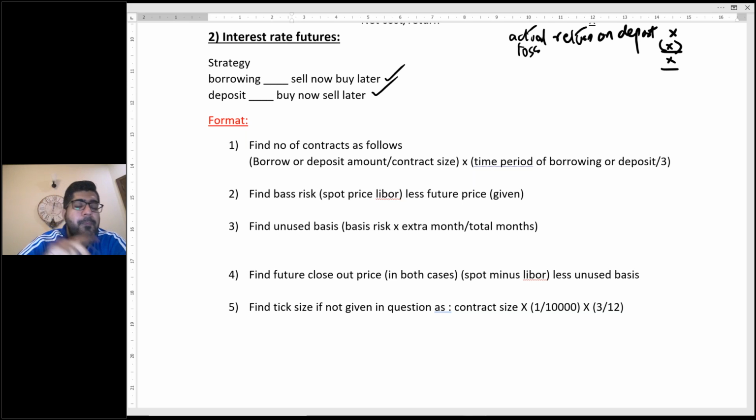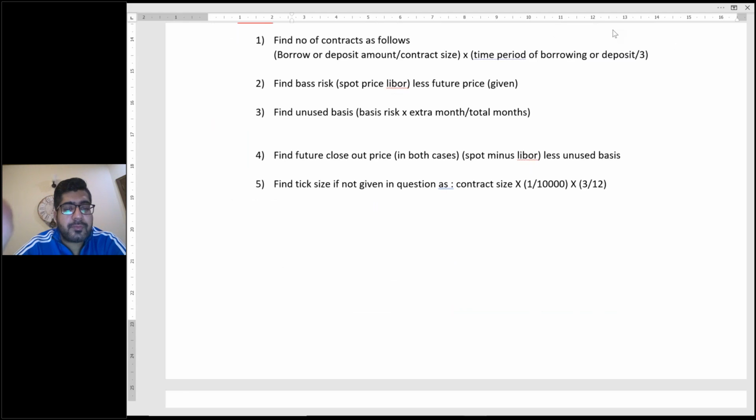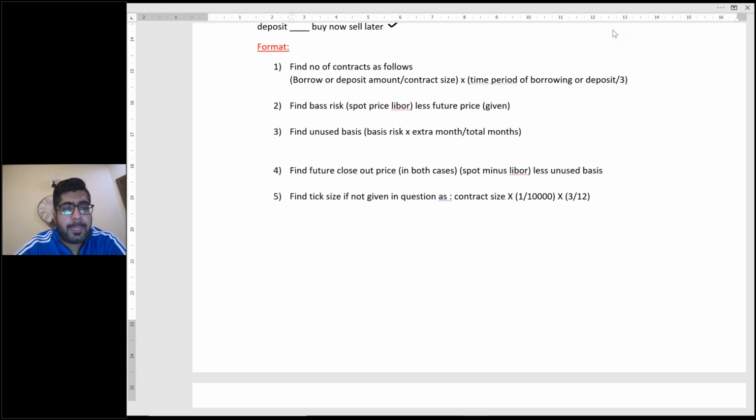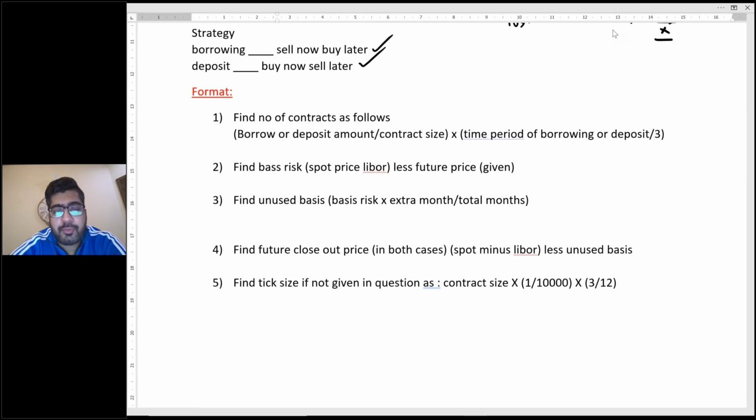Now, what to do in interest rate futures? In interest rate futures, there is a 7-step approach. It is highly unlikely you will get all 7 steps by just reading it once. But if you don't understand any step, just wait till I do the question, and that will make it 100% clear.